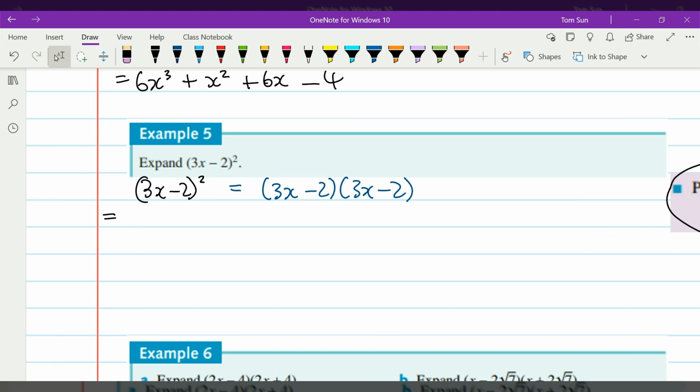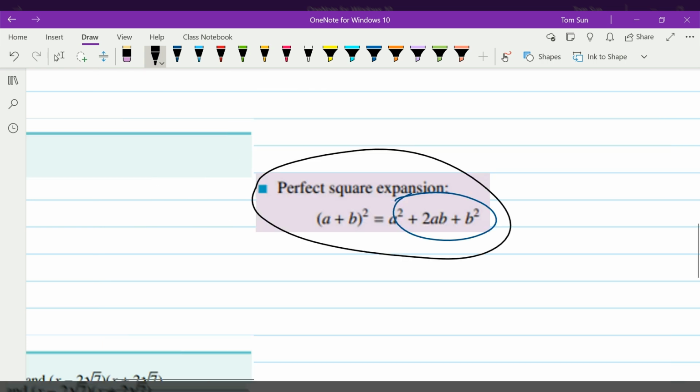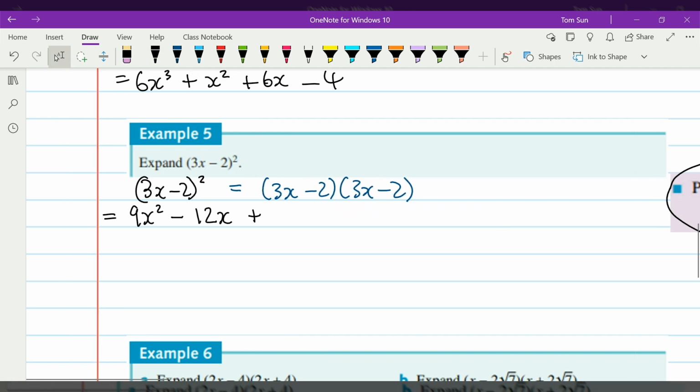All you have to do is go, well, it's definitely going to be 9x squared. 9 because you're squaring the 3 and the x, plus, right, in this case minus because it's negative 2, so it's going to be minus 2 times AB, which is 3x and 2. So it's 2 times, so that's going to be 12x. Yep, and then we're going to plus, because it's at the end, it's b squared, so negative 2 squared is just 4. Okay, and that should be the answer, I believe.